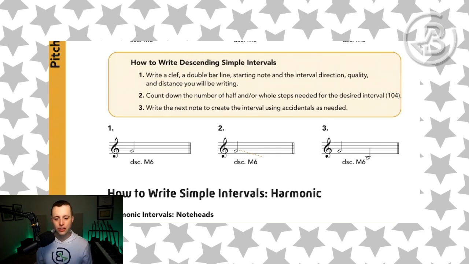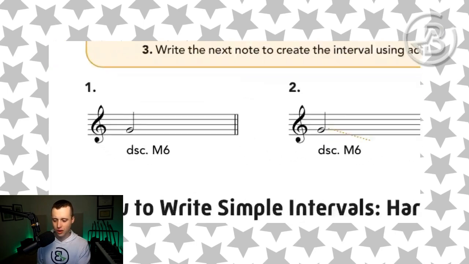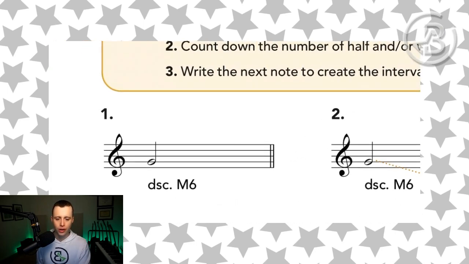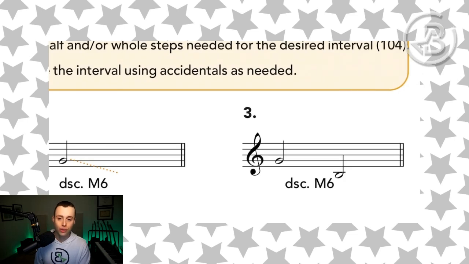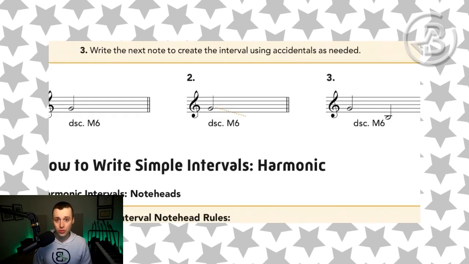For descending intervals, it's exactly the opposite. You're still going to start the same way. Step 1, you're going to write your first note, write your interval direction, the interval quality, and the interval distance. And then you're going to write your second note down to the right. I will see you in the next lesson where we are going to unpack how to write harmonic intervals.